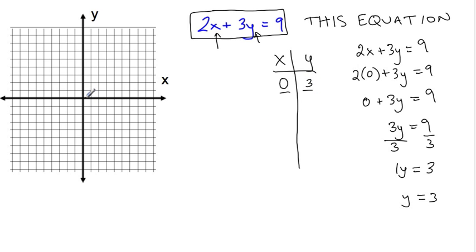So I'm going to go over here. I'm going to go 1, 2, 3. Now, why did I not go side to side at all? Because it was a 0. I didn't go side to side because it was a 0.